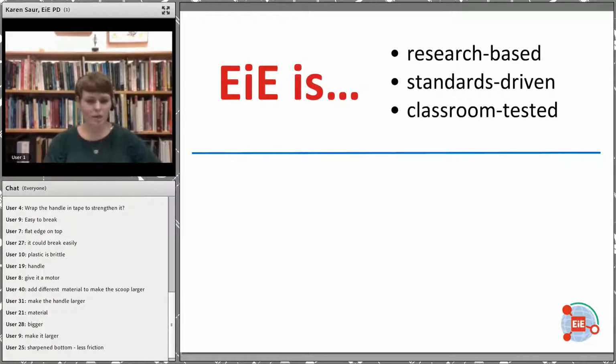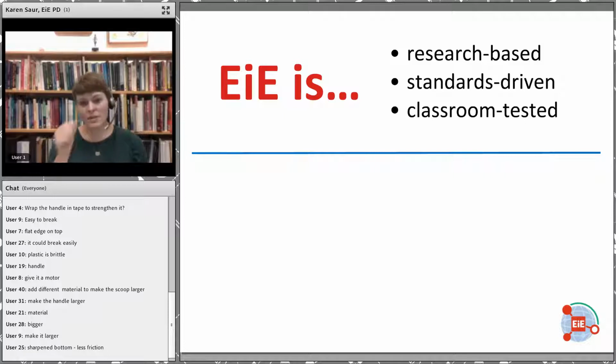So just to give you a little bit more information about what EIE is for some of you who might not know, just so that you know what I'm talking about with Engineering is Elementary, but also to let you know overall a lot of what I'm saying is not just in our curriculum. I think it's in a lot of engineering activities. So these are benefits no matter what you're doing.